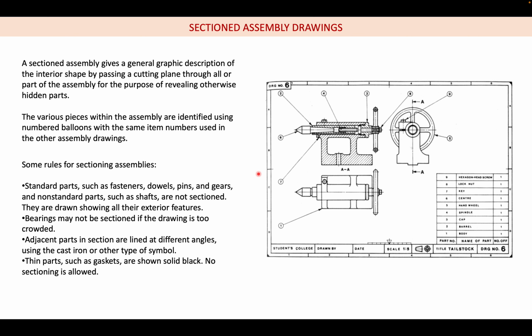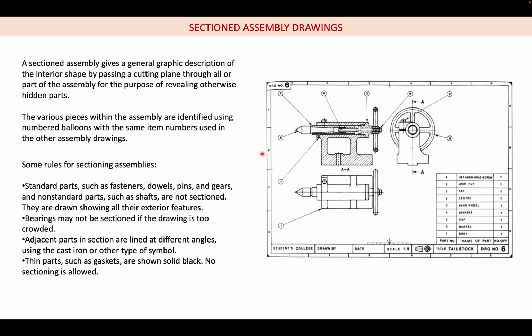The third type is the sectioned assembly drawing. What we are going to do is sectioning. We already saw in the last few sessions what sectioning is. We saw the sectioning of solids. Similarly, there is the sectioning of assemblies. The sectioning shows a graphic description of the interior. The cutting plane is passed through the assembly. Wherever it cuts a part, we highlight the material using section lines, and since different parts are there, we need to show them slightly differently.